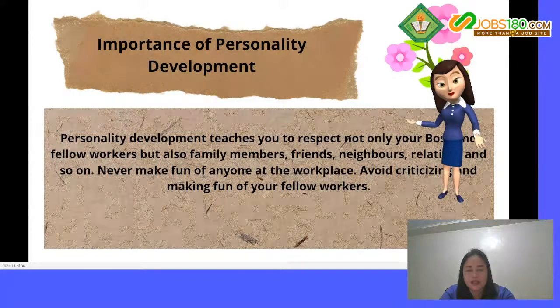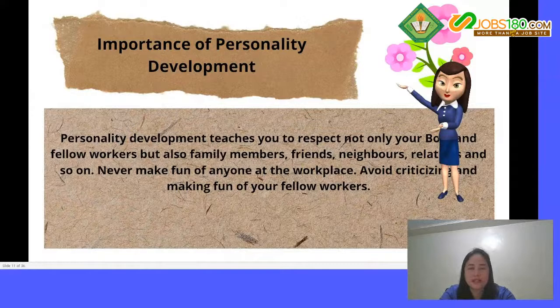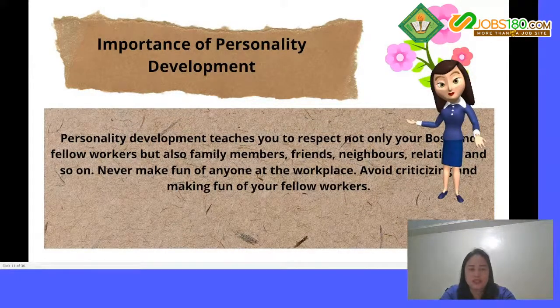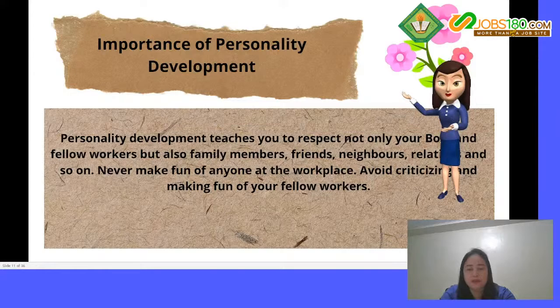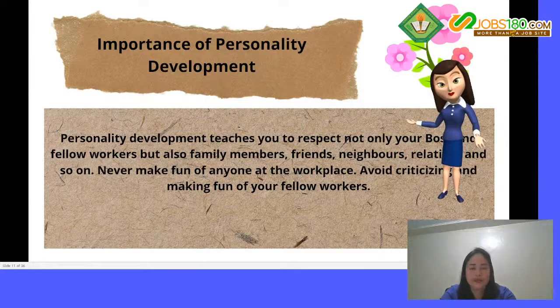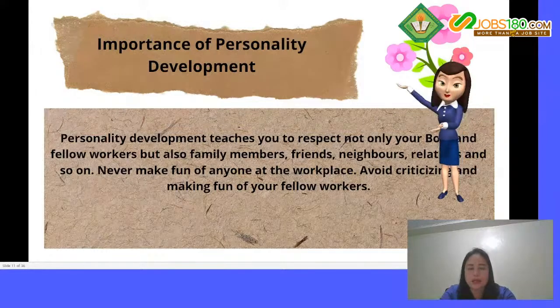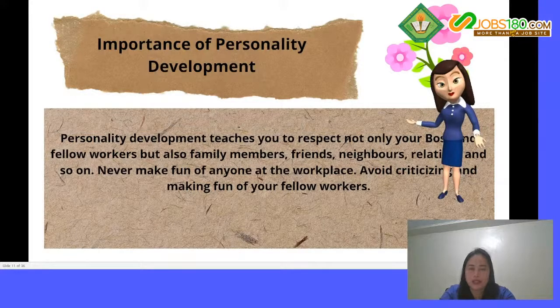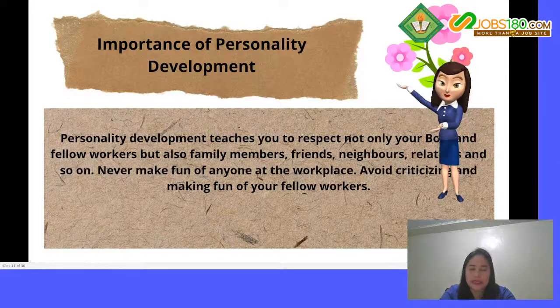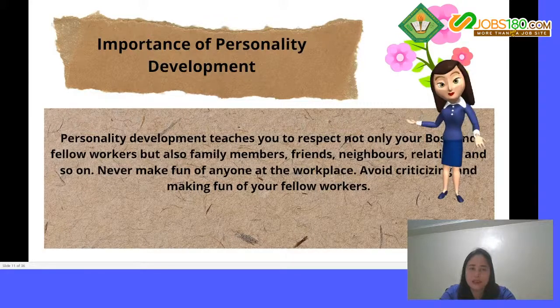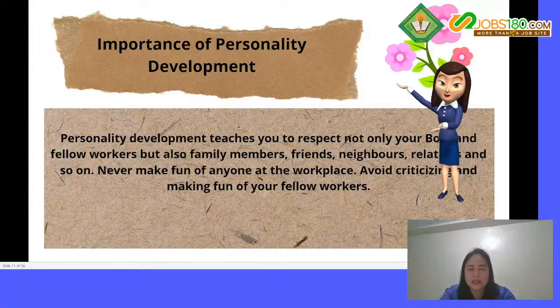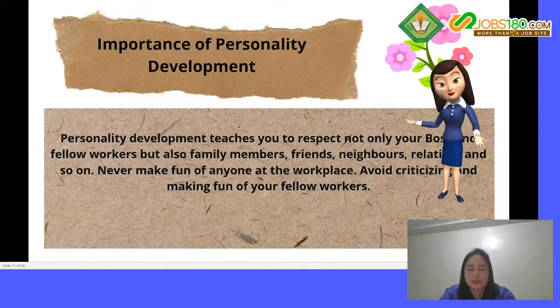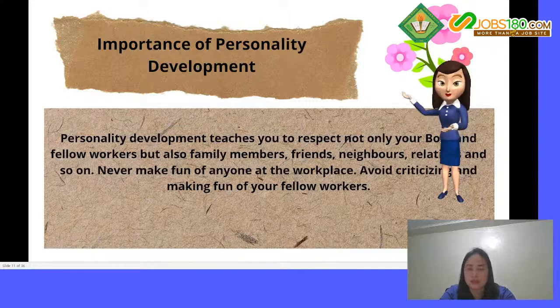Hindi naman talaga maganda na mag-criticize ka ng ibang tao. Kasi kahit meron tayong tinatawag na individual differences. Okay? May mga coworkers ka na magagaling na alam mo na hindi mo alam. May magaling ka sa isang bagay, pero hindi sila magaling. Kaya hindi dapat i-compare o i-criticize ang isang tao kasi kung mahina siya sa isang bagay, mayroon naman siyang kalakasan sa isang bagay. Okay?